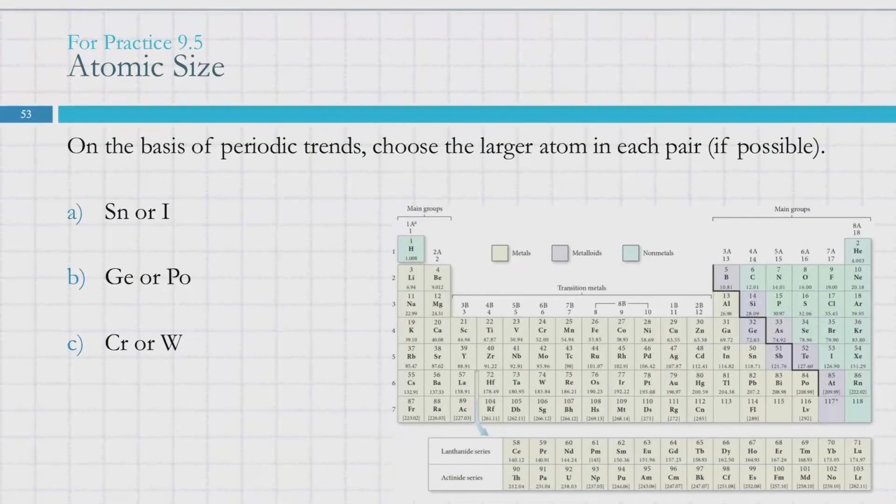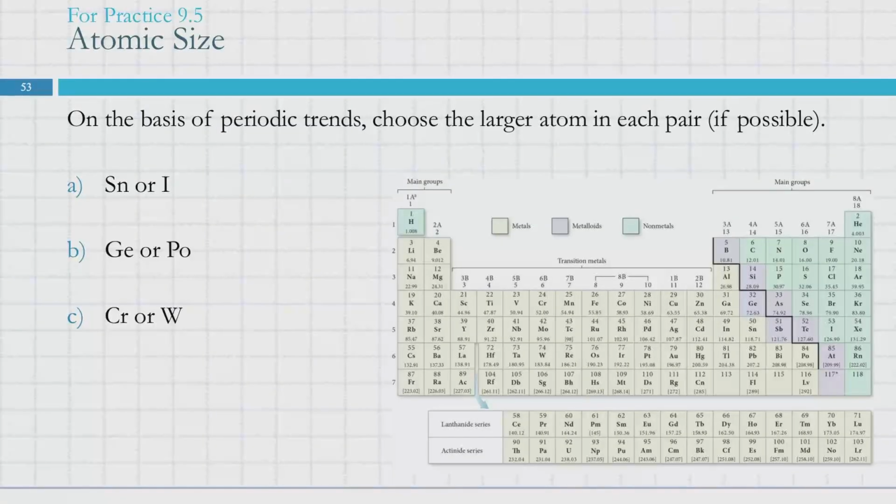Okay, for each of these, let's choose the larger atom in each pair if we can. So for tin or iodine, which one's going to be bigger, tin or iodine? Tin on the left, iodine on the right. It's going to be tin.